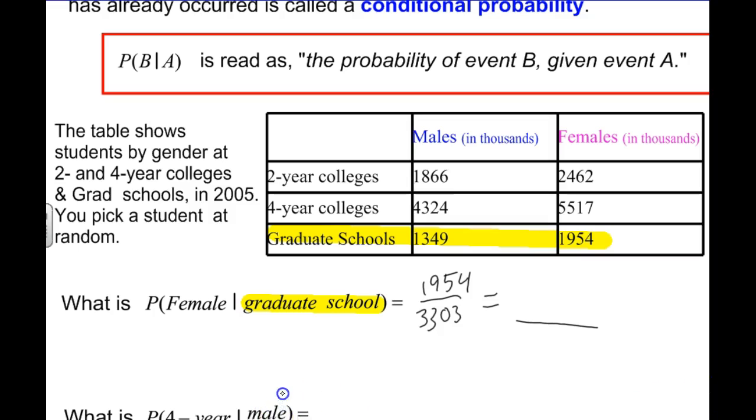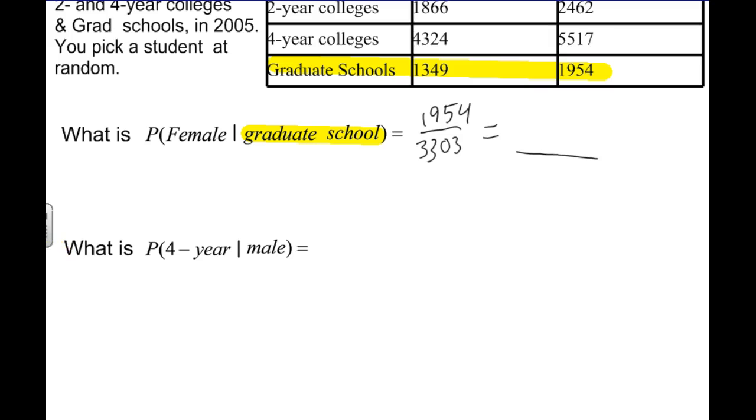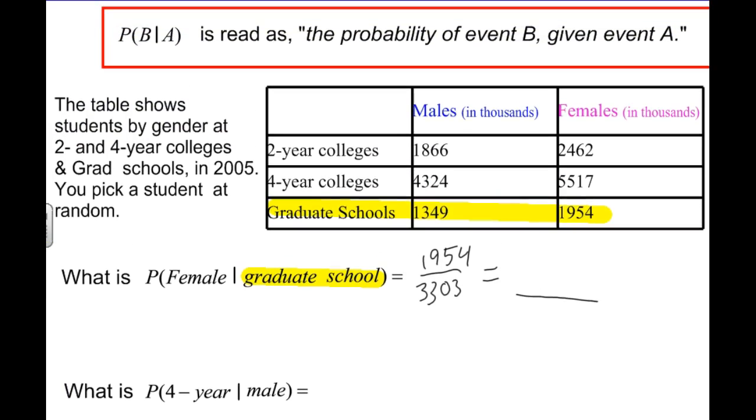And so let's look at another question here. So what is the probability that you are 4-year given that you are male? So now we are only talking about the males. So here we're talking about this column of data here. So we're looking only at these folks. We're not looking at any of the females for this one. So to set up our probability here, in the numerator would be the 4-year males, so that would be 4,324.